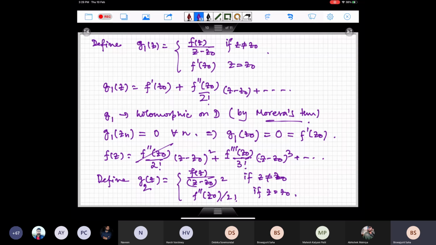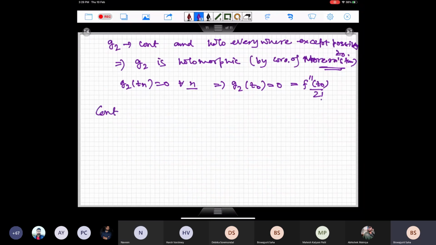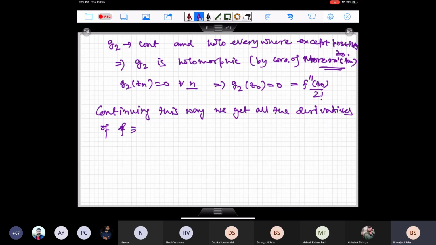Tell me, what do you see? The way we are proceeding, it is telling us all derivatives are 0 at z naught. Zero, very good. Continuing this way, we get all the derivatives of f at z naught are 0. So all these derivatives are equal to 0.